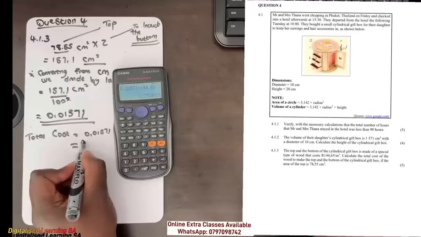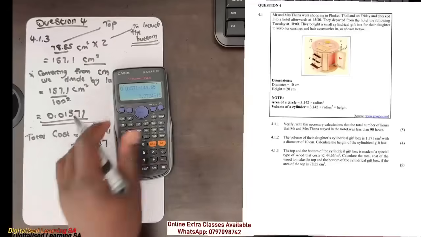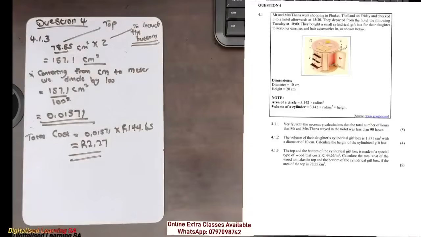Our total cost should be 2.27, and that's our final answer. Okay, so now let's move to the next set of questions, which are question 4.2.